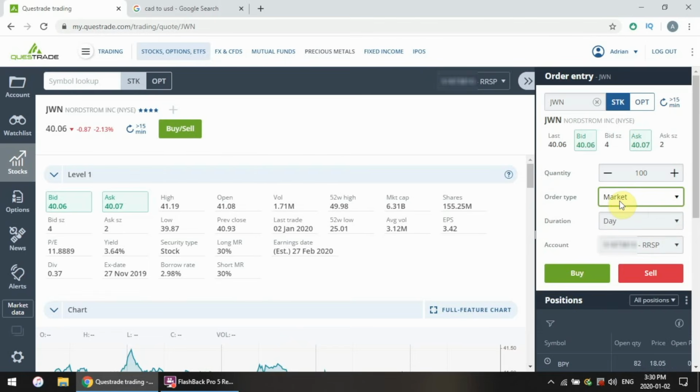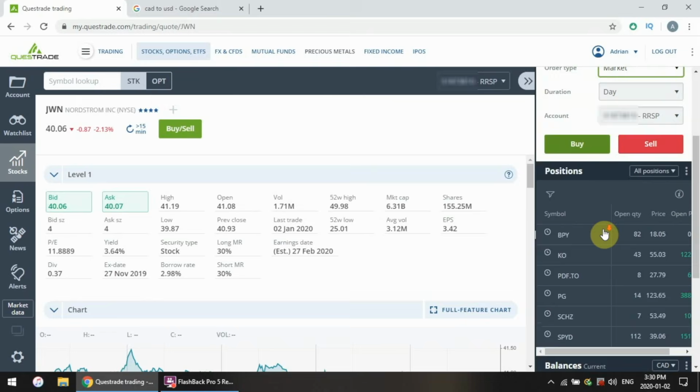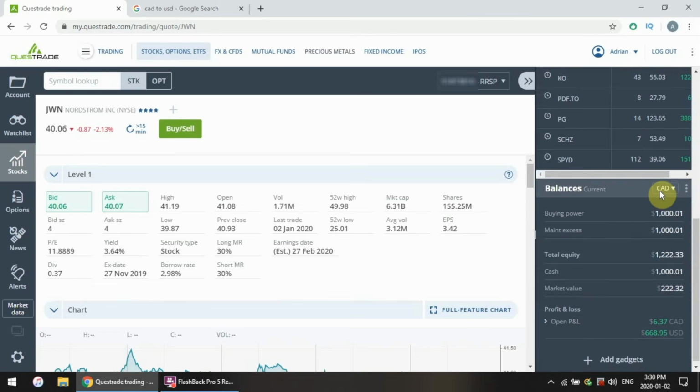So I'm doing a market order in my RRSP account, and let's scroll down to confirm the amount of cash I have. I have 1,000 Canadian dollars. If I select US, I have $10.90 in US cash, giving me a grand total. I select all in USD. I have a total of 780 US dollars available to trade.